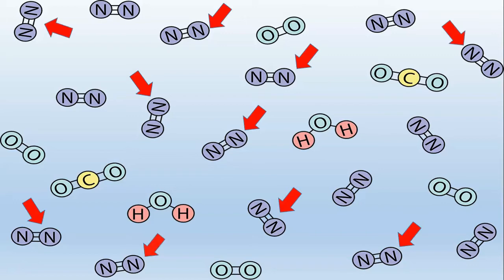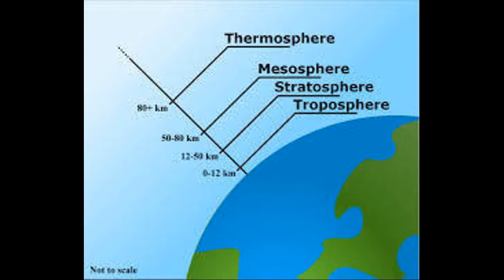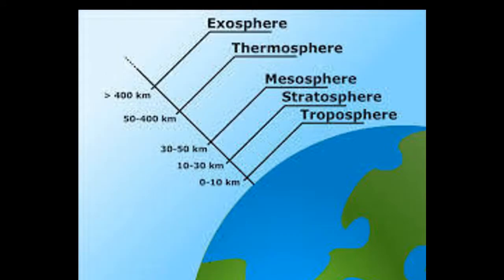Our modern atmosphere is mostly nitrogen, about 78% with 21% oxygen. Argon, carbon dioxide, water vapor less than 1%. Helium, hydrogen, krypton, neon, xenon, and other trace gases. We've got 4 layers in our atmosphere, 5 if you separate out the exosphere.